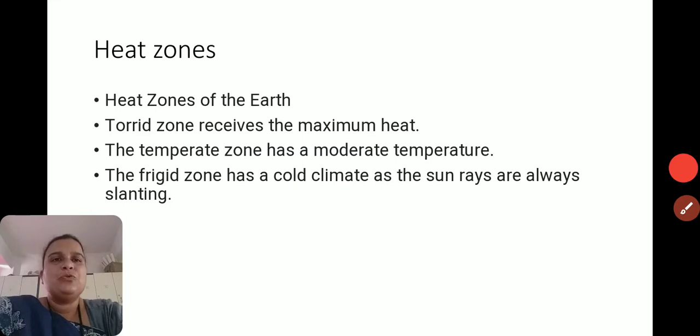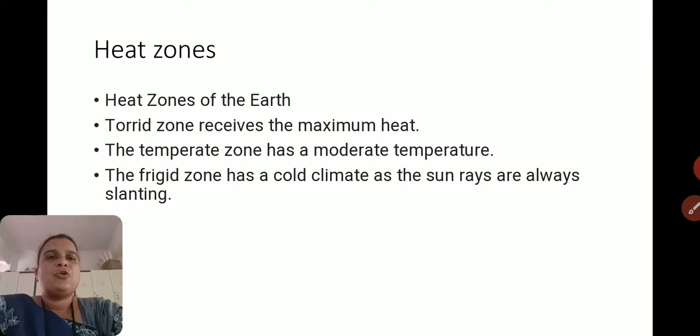Now, heat zones of the earth. There are three heat zones on the planet Earth: torrid zone, temperate zone, and frigid zone. You can see here the torrid zone, temperate zone, and frigid zone. Torrid zone receives maximum heat, and maximum heat where?